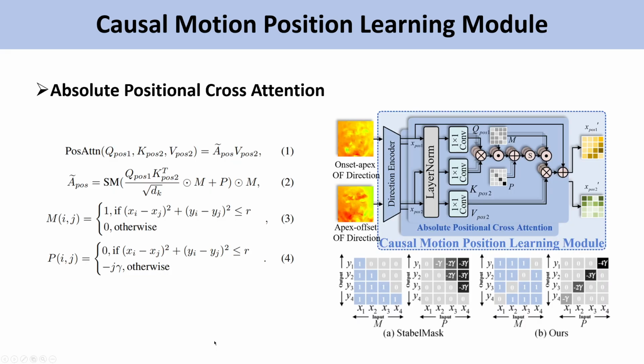The specific implementation of the causal motion position learning module is as follows. By improving the stable mask, we have designed an absolute positional cross-attention mechanism that is sensitive to absolute positional information. This mechanism uses a sparse attention mechanism for local information interaction and adds pseudo-attention scores to the masked positions of the attention score matrix to encode absolute positional information.